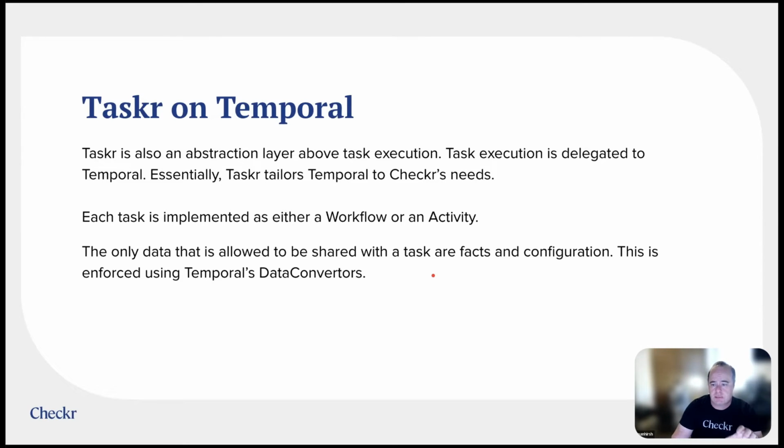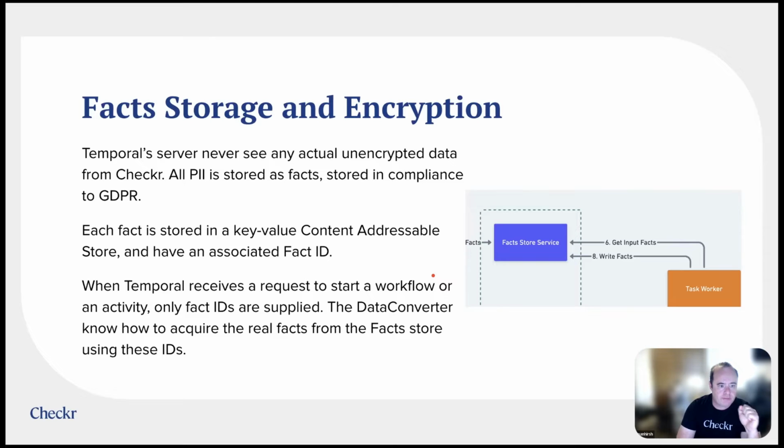Checkr will tell Temporal, hey, this is the task ID, start the workflow about this, and when the workflow begins, it consumes the facts by fact ID. We are actually using the data converter to convert between actual fact data and fact ID and the other way around. This is very useful if you haven't used data converters. So the Temporal server never sees, as I said, actual encrypted data from Checkr. All PII is stored as facts, stored in a compliance store based on GDPR.